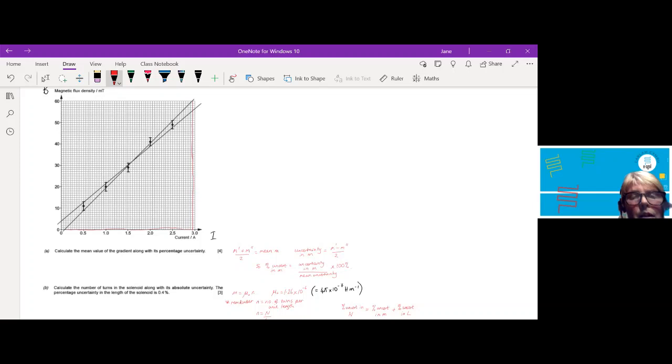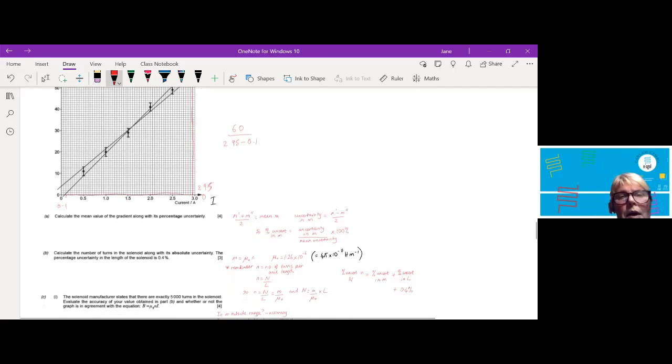So here it will be, and write on it what the actual numbers are going to be to work out the gradient. So 60 here, down to 0 here, 2.95, and then here would be 0.1. So it would be 60 divided by 2.95 minus 0.1. If you actually show your read-offs, they can't take the marks away from you. They will be checking the read-offs to check that you can read it to the nearest half a square.